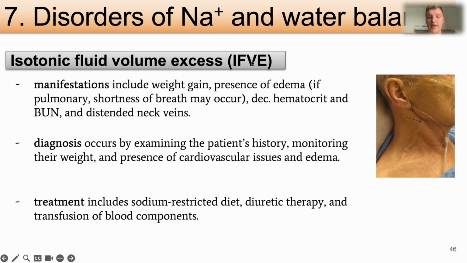Manifestations of this isotonic fluid volume excess include weight gain and presence of edema. If pulmonary, shortness of breath may also occur, along with decreased hematocrit and distended neck veins. You'll see over here this distended neck vein. The diagnosis occurs by examining the patient's history and monitoring their weight and the presence of cardiovascular issues and edema. The treatment will often include sodium-restricted diets, diuretic therapy, and transfusion of blood components.